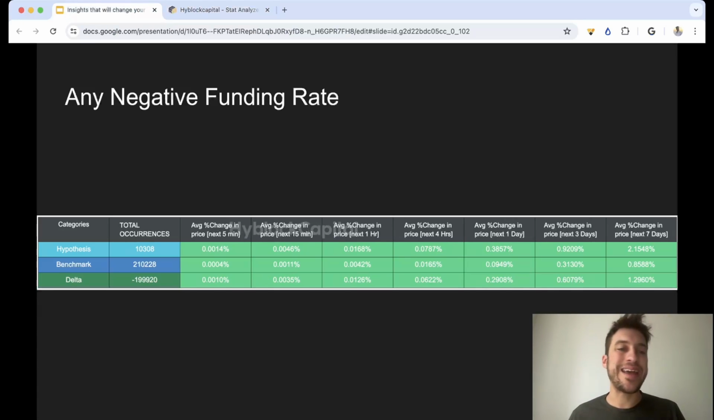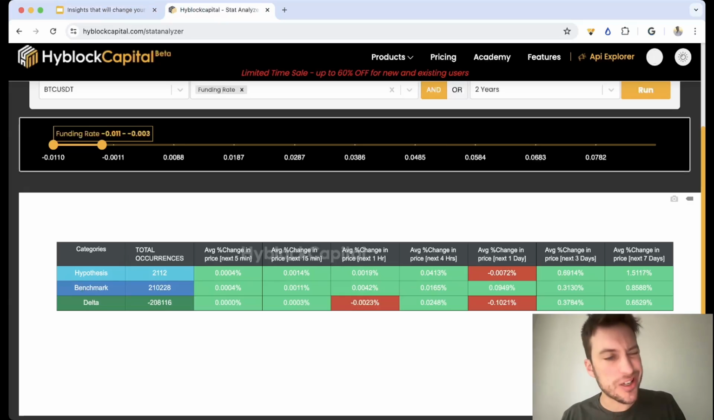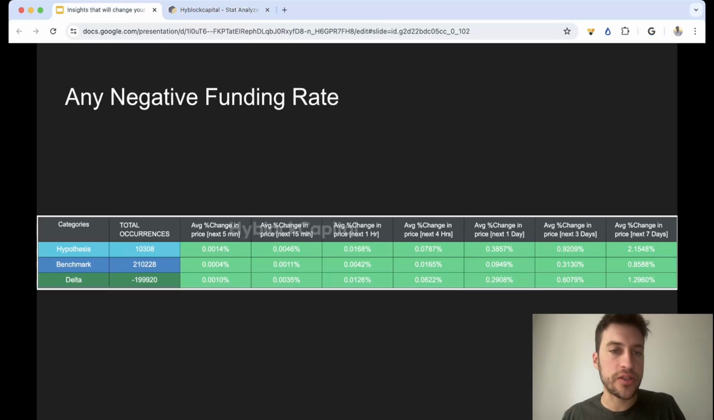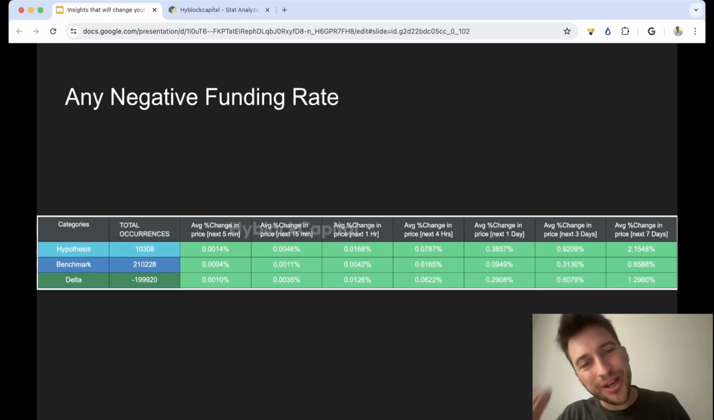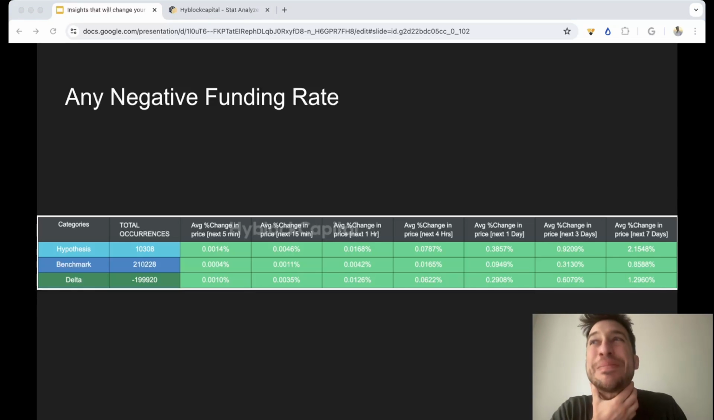First one, the negative funding rate that I just kind of showed you right here. These are the occurrences. This is every single negative funding rate. Here's what we can talk about. There's not that much statistical significance here. I do have to be honest. Typically, price will just rise when the funding rate on Bitcoin is very negative.